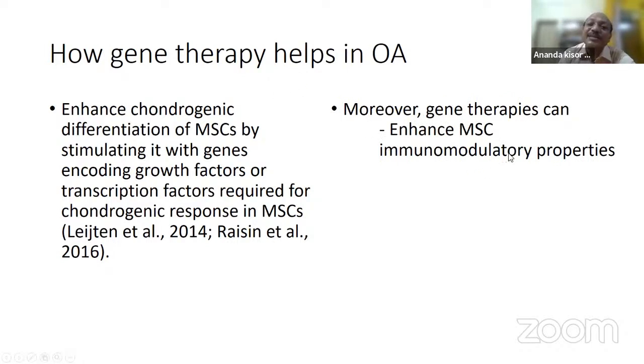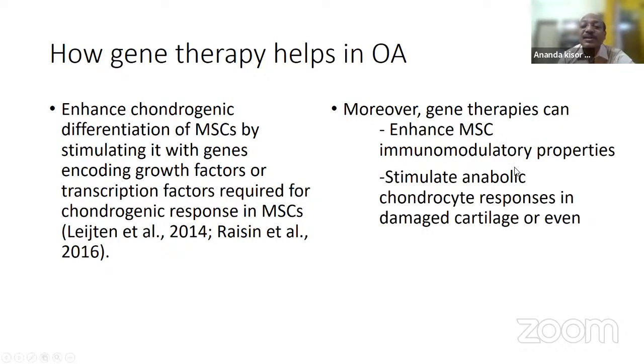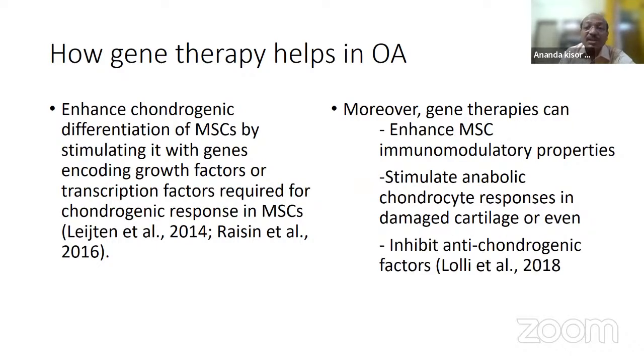Moreover, gene therapies can enhance the immunomodulatory properties of these mesenchymal stem cells. Not only that, they stimulate the anabolic chondrocyte responses in the damaged cartilage, and inhibit the anti-chondrogenic factors like the matrix metalloproteinase, which is responsible for cartilage degradation. The cells which are already given inside the damaged joint act opposite to that matrix metalloproteinase and inhibit these anti-chondrogenic factors.